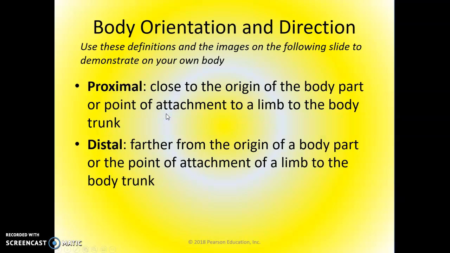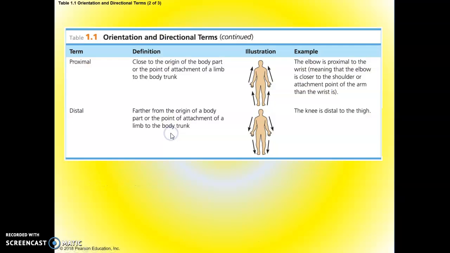And then we've got these other two terms, proximal and distal. They refer to moving along a limb, because your limbs may not be medial or lateral. You can be moving up and down. So they're relative to the attachment to the body trunk. Proximal is something that's closer to the body trunk. So if you move from the hand to the shoulder, that's moving in a proximal direction. Distal is moving the other direction. So if you move from the hip down to the toe, that's moving in the distal direction. So the knee is distal to the thigh.